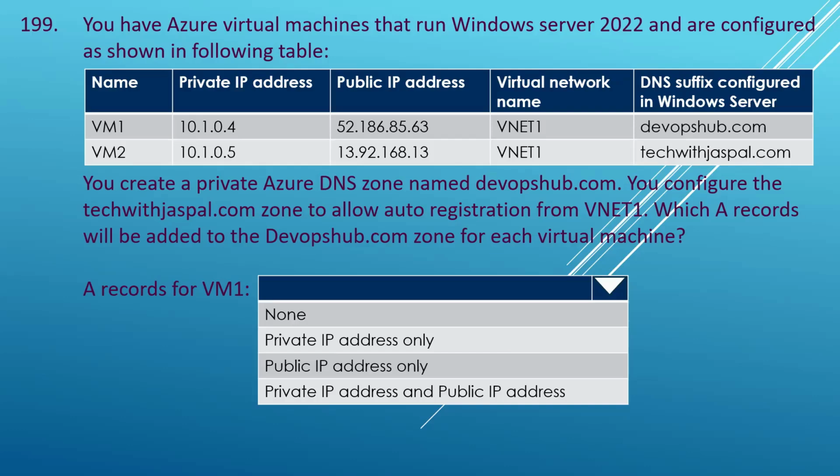Now, devopshub.com is a private DNS zone which has been linked to VNet 1 with auto registration. Therefore, every VM which resides in VNet 1 will have a record in devopshub.com, which means the A record for VM1 will be private IP address only. Now, the next part is the A record for VM2. And due to the very same reason, the correct answer here would also be private IP address only.